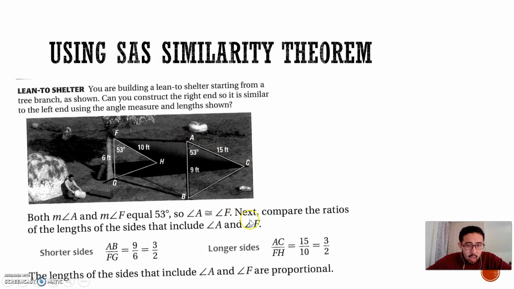AC to FH is what? 15 over 10, which is also 3 over 2.